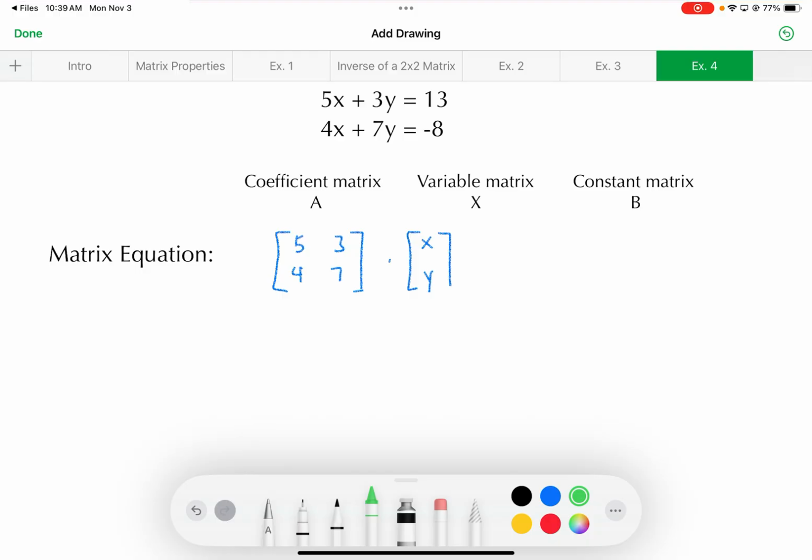All right, now we're going to set this all equal to a constant matrix. 13, negative 8. So think the matrix that I just would get by multiplying these two together, if it's equal to the constant matrix of 13 and negative 8, again, it's just going to take you back to the system. All right, so the way we'll solve this, we want to get the variable matrix by itself. So we are going to multiply both sides by the inverse of matrix A.